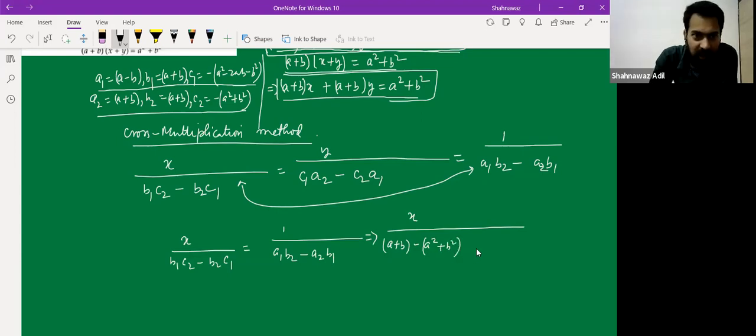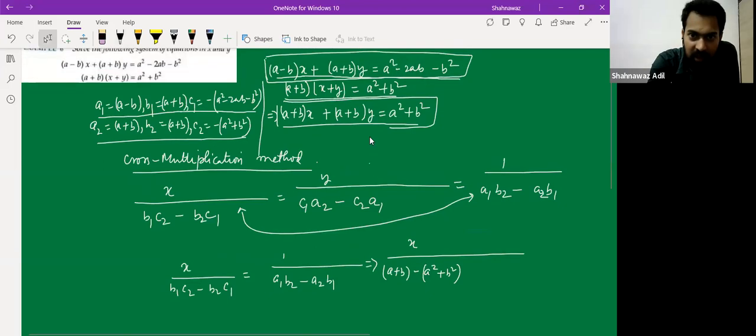Right. And then you have minus. So did I write b1 correct? Yes, so b1 is plus, and minus of b2. B2 is what? A plus b again, right? And then we have what? C1. C1 is minus of a square minus 2ab and minus b square, right?